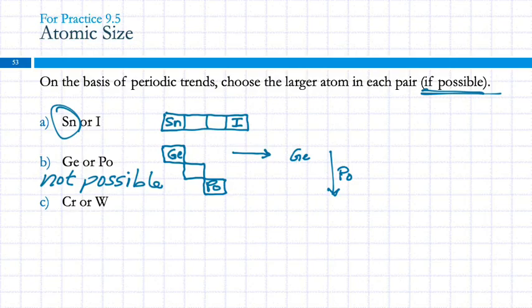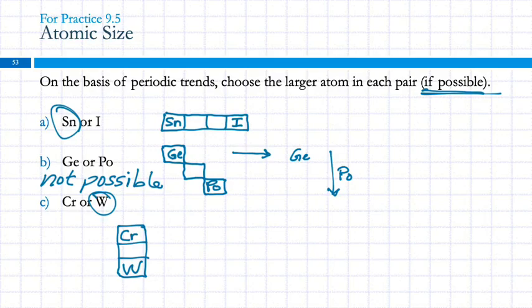How about Cr or W, chromium or tungsten? So again, I'm going to find a little piece of the periodic table with those. So here's chromium, and tungsten is down there. Which one's bigger? Tungsten. Because it's lower on the periodic table. You go down a group, they get bigger. You go across a period left to right like we read, and they get smaller.